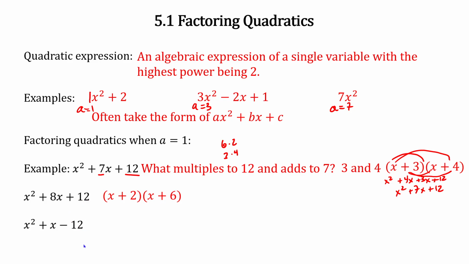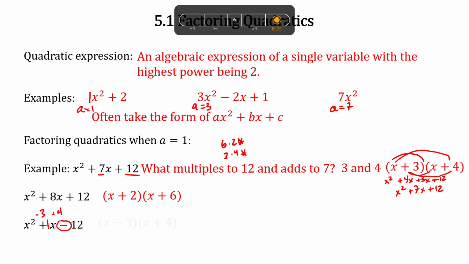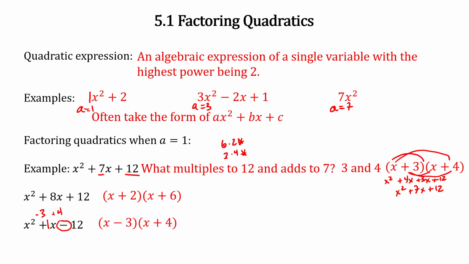Now try it with negative 12, x squared plus x minus 12. You want it to multiply to negative 12, but add to positive 1. So 6 and 2 won't work, because we can't get to that positive 1. But 3 and 4 again. I need one of them to be negative and one to be positive, so they multiply to a negative. But I want them to add to a positive. So that means I want the bigger one to be positive and the smaller one to be negative. Because negative 3 plus 4 is positive 1. So it's x minus 3 times x plus 4.